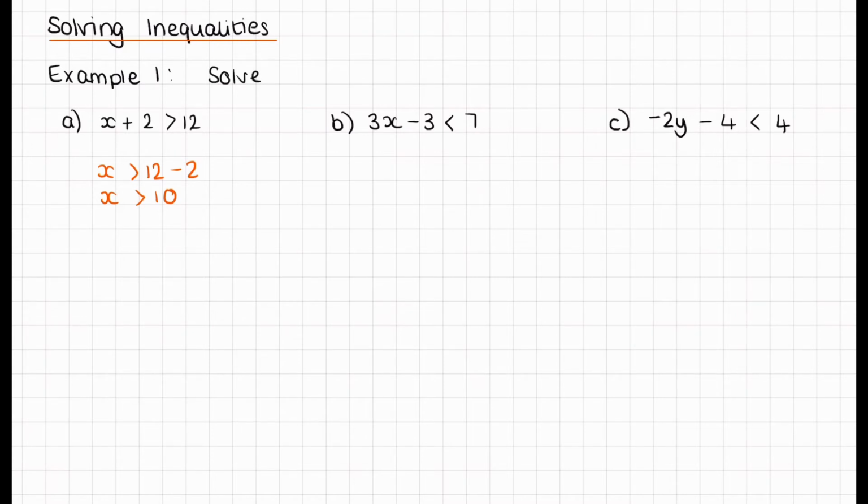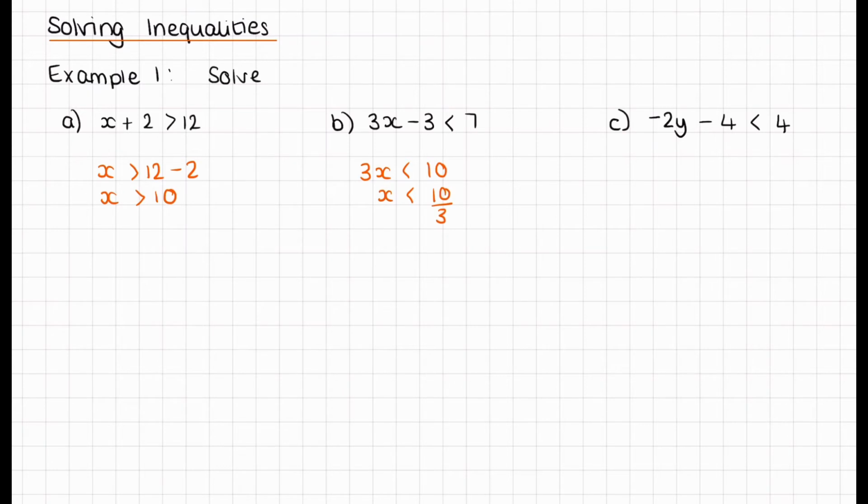For b, same thing again, this time we'd end up with 3x is less than 7 plus 3, which is 10, which means x is less than 10 on 3. Now, we left the inequality sign the same way then, even though we divided, because the 3 was positive.